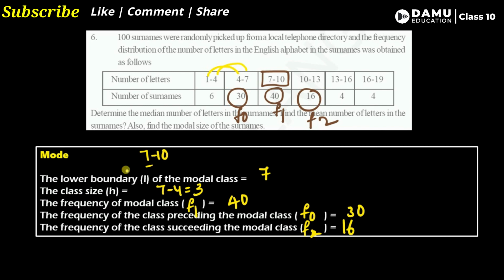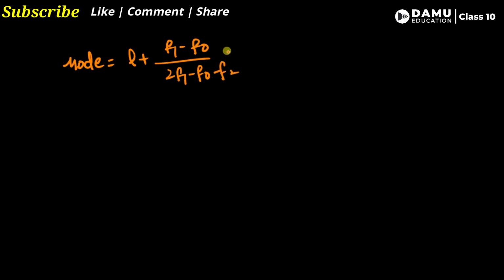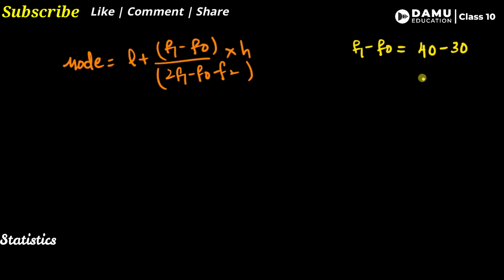Now we're going to calculate the mode. What is the formula of the mode? Mode is equal to l plus (F1 minus F0) by (2F1 minus F0 minus F2) into h. This is the basic formula. Then we calculate F1 minus F0. F1 is 40 minus F0 is 30. So what value do we get? That is 10.